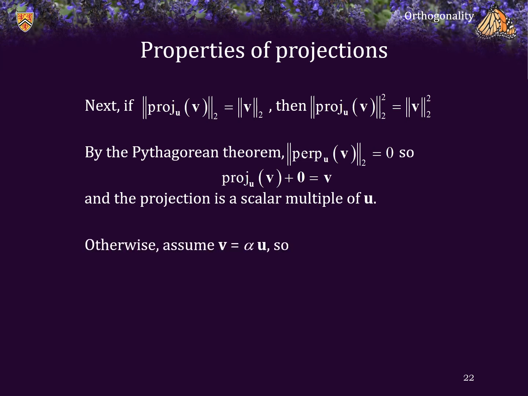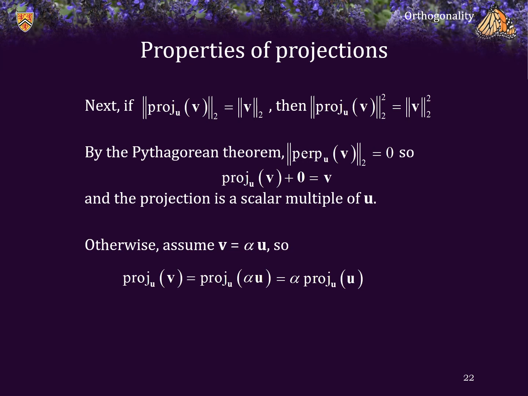Let's prove the alternative. Assume that v is equal to alpha times u. Well, therefore, the projection of v onto u is just the projection of alpha u onto u. But alpha is a scalar, and we just proved that the projection is linear. So we can actually just take that alpha out of the projection, leaving us with the projection of u onto u.